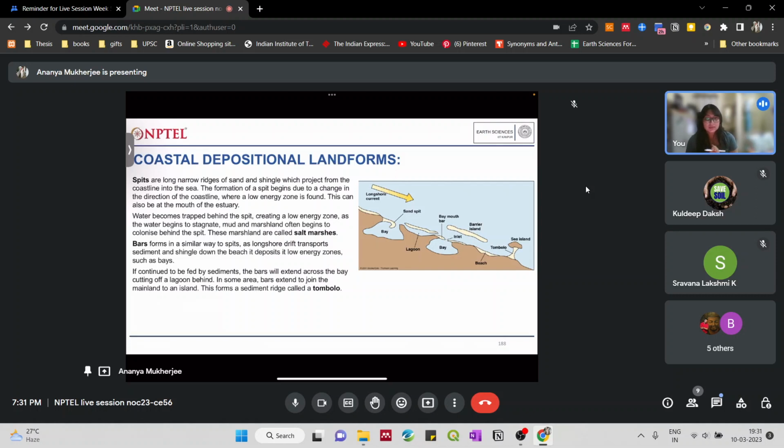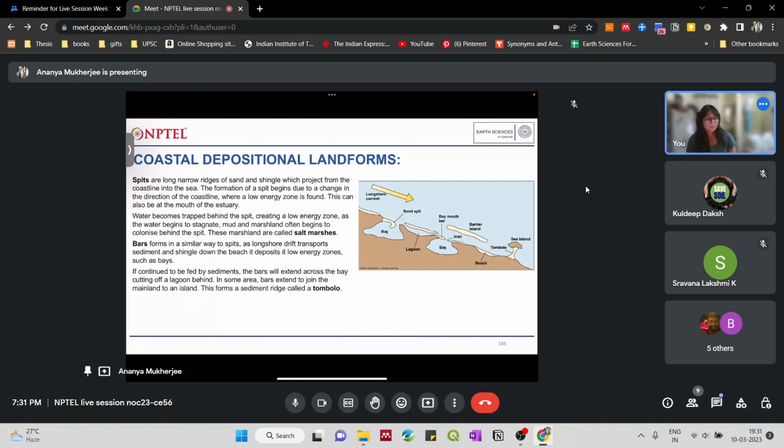So, as I was saying, spits are usually long ridges, and they get elongated and curved due to a change in the direction of the coastlines or the wave energy that is there. It could also be a mouth of an estuary. An estuary is a place, as I had mentioned before, where rivers are interacting with the sea water.